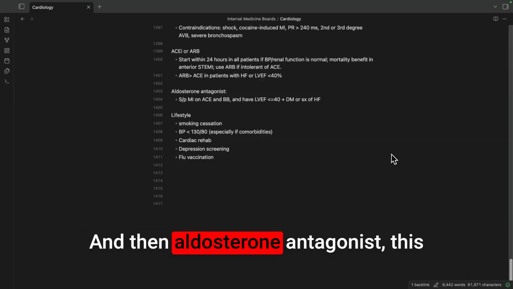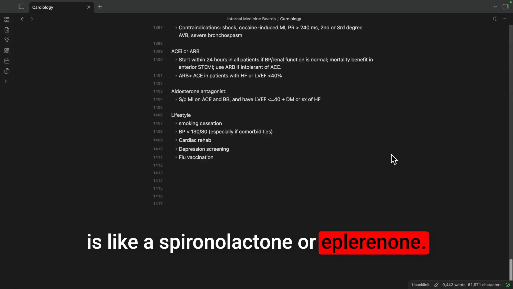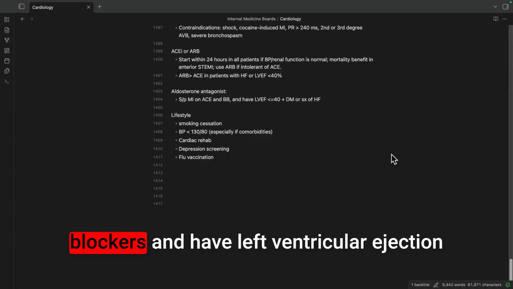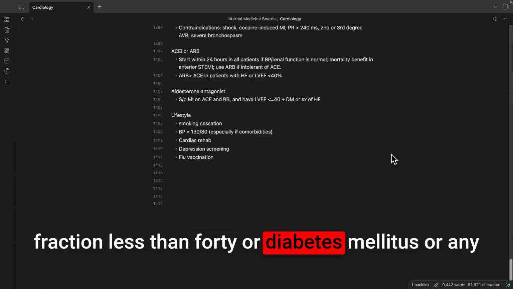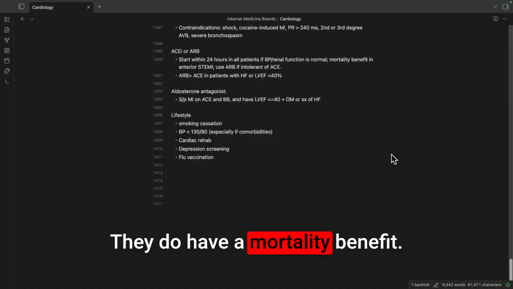And then aldosterone antagonists, like spironolactone or eplerenone. For patients status post-MI on ACE inhibitors and beta blockers who have left ventricular ejection fraction less than 40, or diabetes mellitus, or any symptoms of heart failure, you should add these. They do have a mortality benefit.